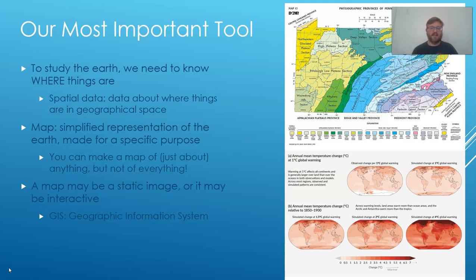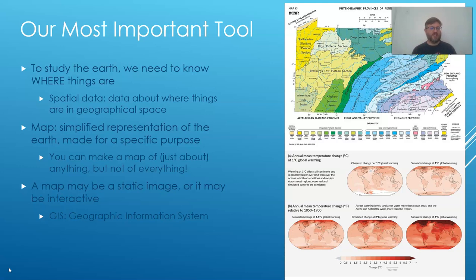And then the second one is a series of maps showing the results of a climate model, trying to predict how much climate change would happen under different sorts of circumstances. So we've got a bunch of different kinds of maps at different scales showing different kinds of things that we're going to be looking at over the course of this course. Because to study the Earth, we need to know where things are on the surface of our Earth.